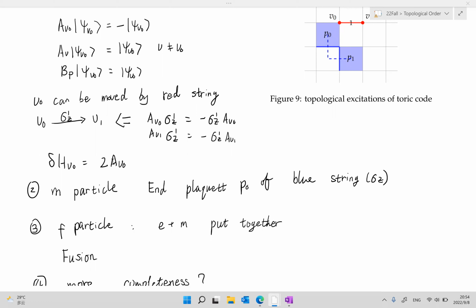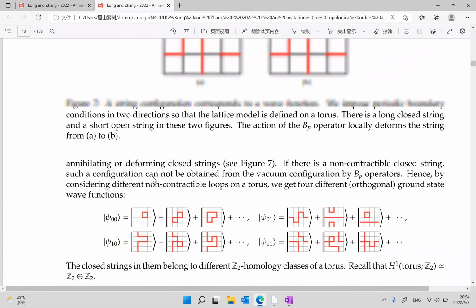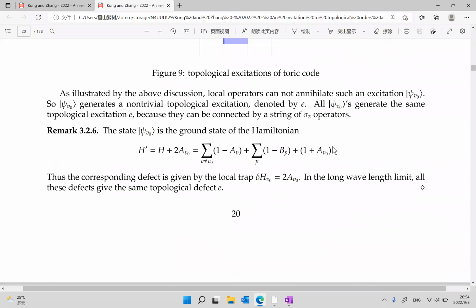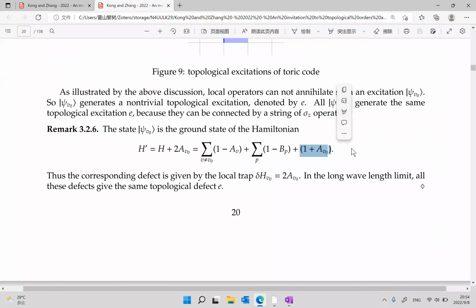I think it should be in the book. It's written in this form. It is an extra term of 1 plus A_V0 because A_V is -1. But we should have another A_V equal to -1.